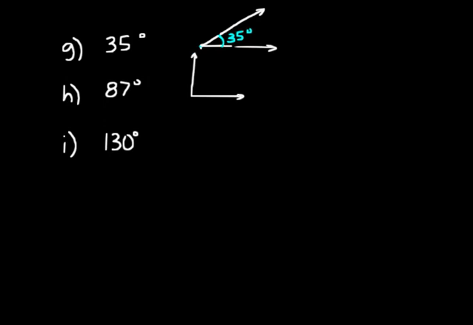87 degree angle would look about like that, just a little bit less than 90 degrees. And the last one, there's a 130 degree angle, and just think about it, that's greater than 90, so it has to be obtuse, and that does look like an obtuse angle that we have drawn there. And so that gives us confidence that we did it correctly.